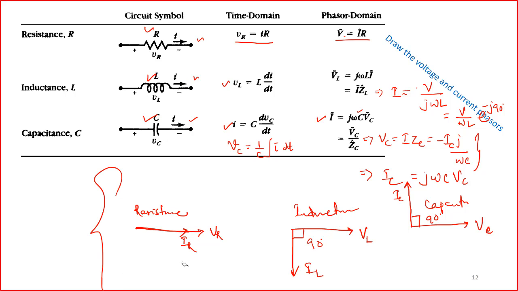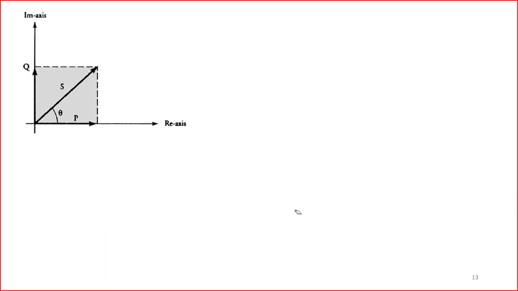So these are the basic ideas for each of the elements. When you see the network or during the analysis, we should consider it like this. So these are the phasor explanations.